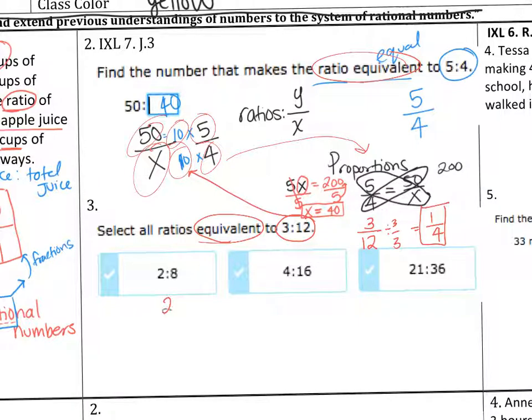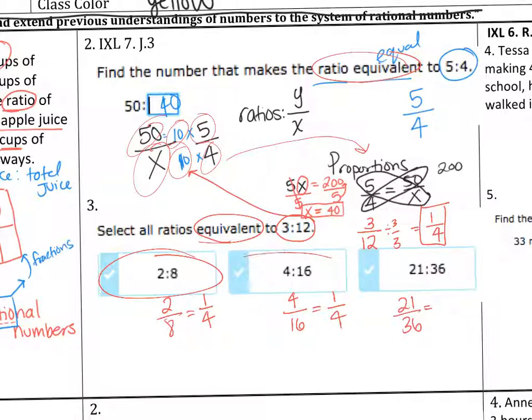So write them all as fractions. 2/8, 4/16, 21 over 36. And let's see which one's reduced to 1/4. The first one, they're both divisible by 2, and they reduce to 1/4. So that's 1. 4/16, let me see, 4 goes into 4 one time, 4 goes into 16 4 times. That one's equivalent as well. Let's look at the next one. I think 3 goes into both of those. 3 goes into 21 7 times, and then 3 goes into 36 12 times. And that's it. So that one is not equivalent.